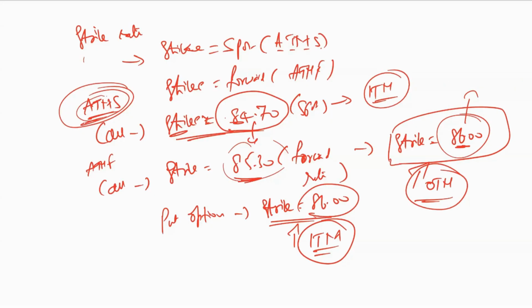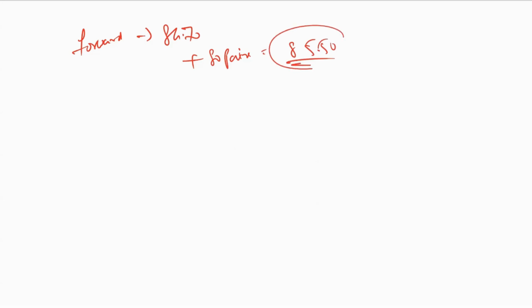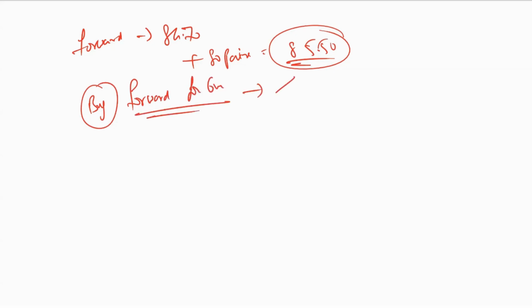Options and their use in hedging: take the forward. If somebody does a forward in the market, for example, currently spot is 87.60 and let's say for 6 months the premium is 80 paisa. I'm just taking an example. So 85.50 is the forward rate for 6 months. Now, if I buy a forward for 6 months, I will get the 85.50 rate.